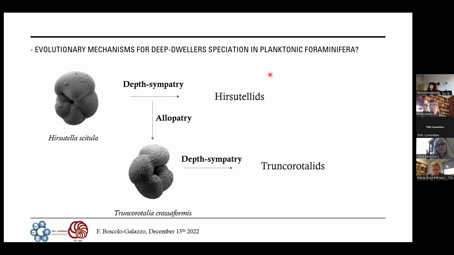I'm going to show you that the origin of the modern Hirsutellids from scitula could have happened through depth sympatry, and the origin of Truncorotalia crassiformis from the Hirsutellids and of the Truncorotalids from crassiformis could have happened through a combination of allopatry and depth sympatry.